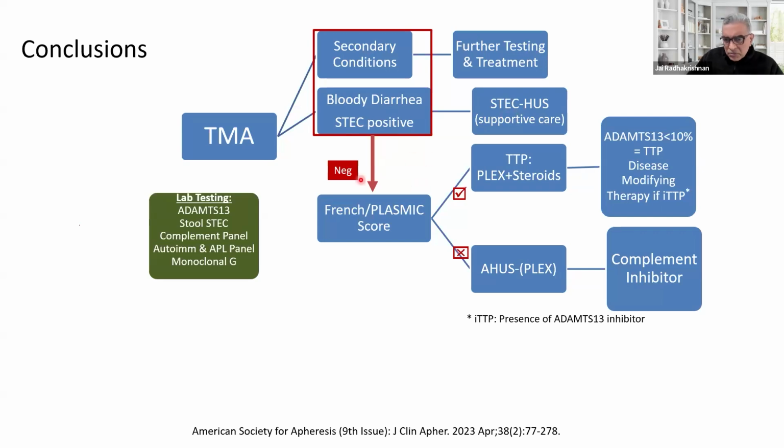If these are negative, one must immediately do the French or the PLASMIC score to rule in or rule out TTP. So if you've made a diagnosis of TTP, start PLEX and steroids right away. Depending on if the ADAMTS13 level is available, you can also consider disease-modifying therapy with caplacizumab. If the French or the PLASMIC score is negative, and you've ruled out all these other conditions, it's likely going to be aHUS, and then a complement inhibitor should be added if it's not been added at this point.